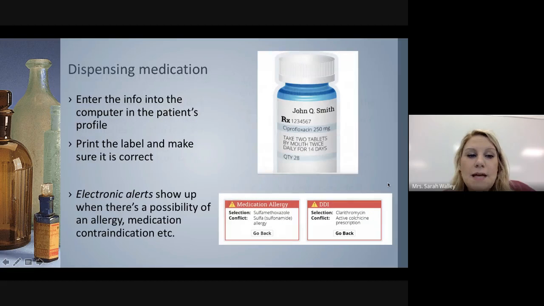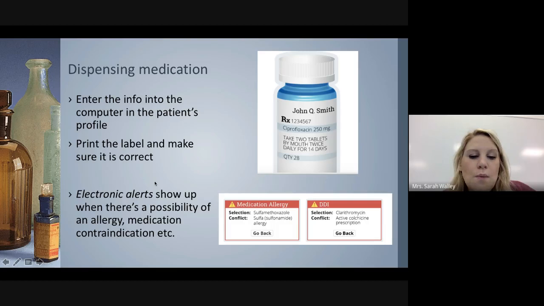Okay, dispensing medication. Enter the information into the patient's profile. If it's a new patient, you're going to have to make a profile for them. And then you'll put the medication in there and print the label and make sure it's correct. So here's an example of a label. This is what the patient would see, right?